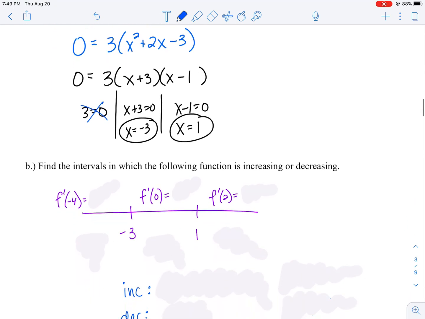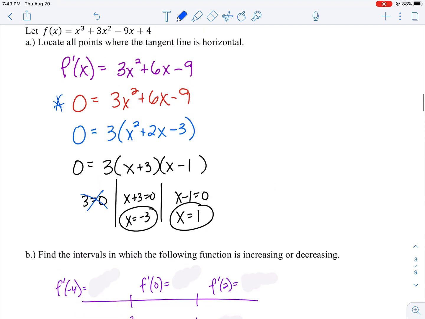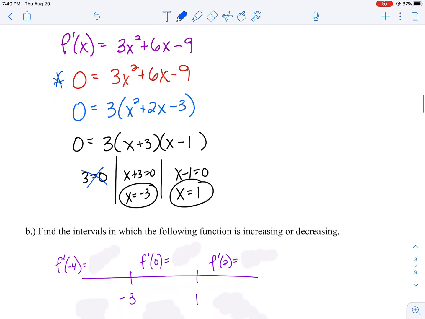All right. Find the intervals for which the function is increasing or decreasing. Well, if we want to figure out where our function is increasing or decreasing, we first have to figure out our critical numbers. Well, wait a second, didn't we just do that in part A? We found all the places where our derivative equaled 0 or didn't exist. In this case, there were no values where it didn't exist. It was a nice polynomial function with smooth curves, so it was always going to have a derivative value, but the derivative was 0 at x equals negative 3 and x equals 1.